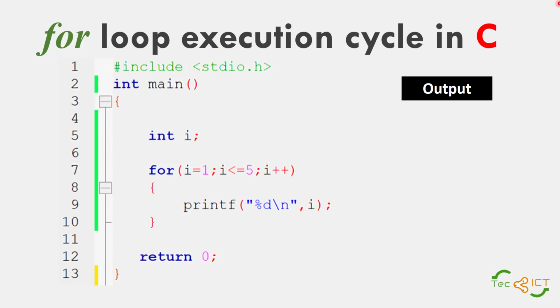For loop execution cycle. A simple program written in C language. There is a for loop. First, declaration of the variable I. Second, the initialization of the variable I.